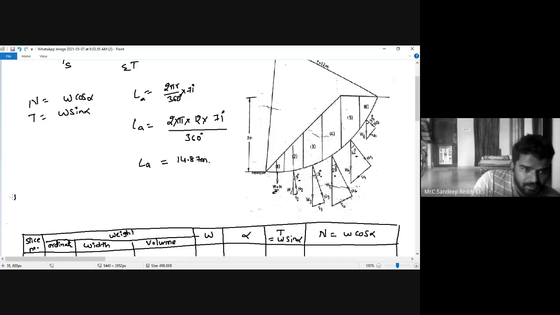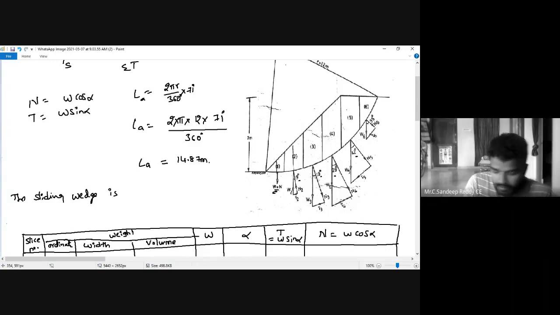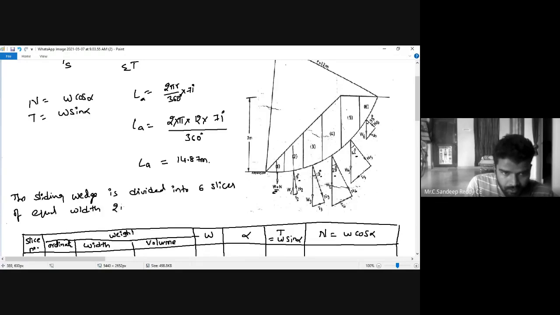I'll write a small statement. The sliding wedge is divided into 6 slices of equal width, 2 meters each. So the width will be 2 meters. Then the volume we will calculate.